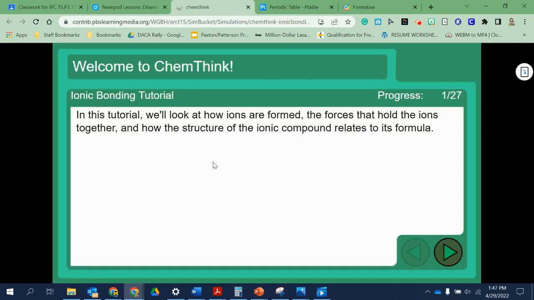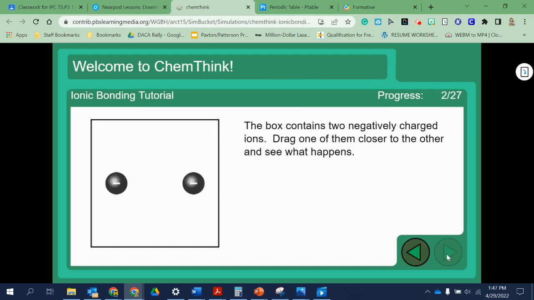And so we have this little tutorial that's going to show us how ions are formed, the forces that hold the ions together, and how it structures an ionic compound. So the box contains two negatively charged ions. What happens when you try to drag them closer to each other? As I drag one closer to the other, it repels the other one, because they're the same charge. A negative and a negative repel each other. They don't attract, they push each other away, so they bounce off of each other.